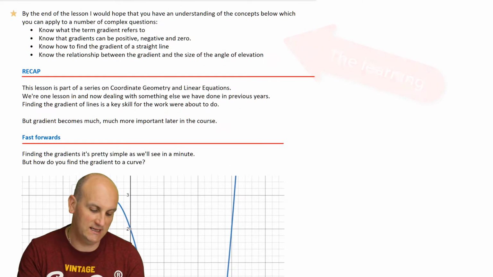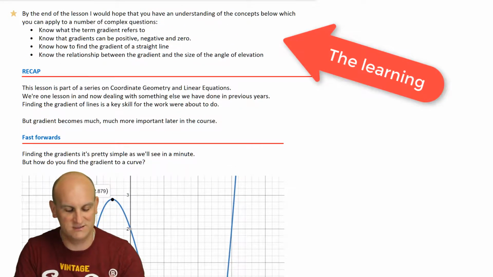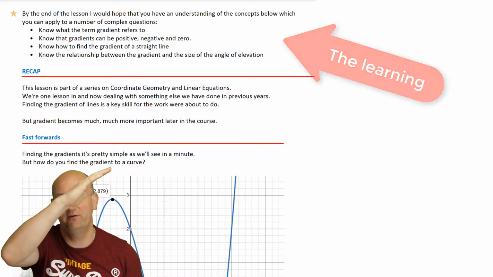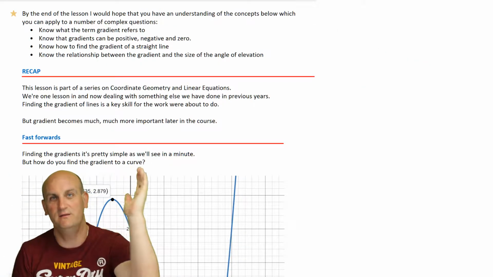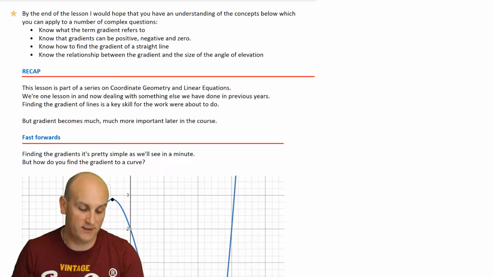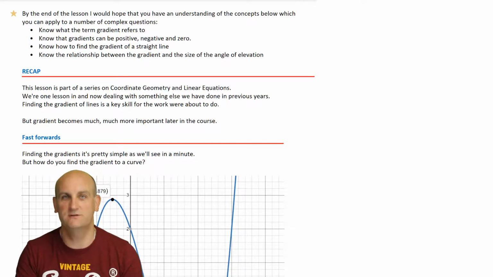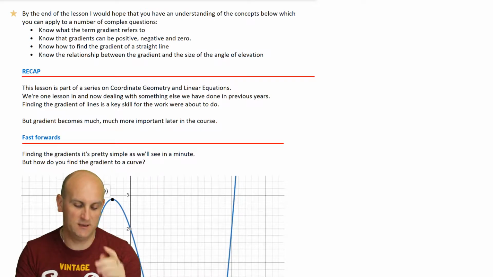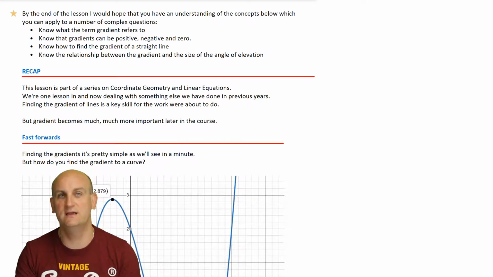So as I say here, by the end of the lesson, I want you to be able to know what the gradient refers to. Know that gradients can be positive, they can be negative, they can be flat, they can be vertical or infinite or undefined. Know how to find the gradient of a straight line. And know the relationship between the gradient and the size of the angle of elevation.